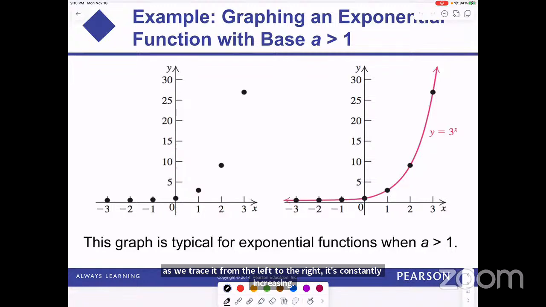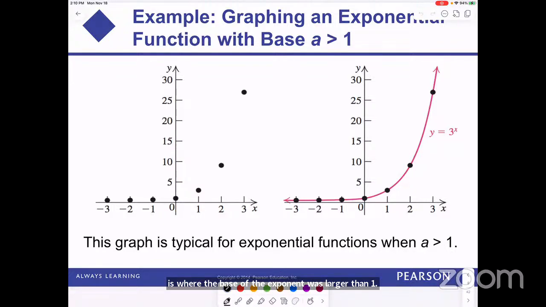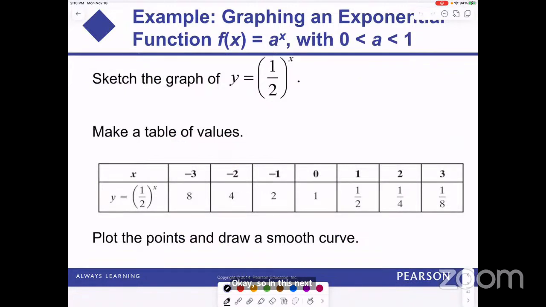Okay, so in this next example, we're going to look at when the base is between 0 and 1, right? So we can graph this in a similar fashion where we choose several values of x and find the corresponding y. So we can let x be -3, -2, -1, 0, 1, 2, and 3, and find the corresponding y values. In this instance, it's probably easier to go just in the normal direction.